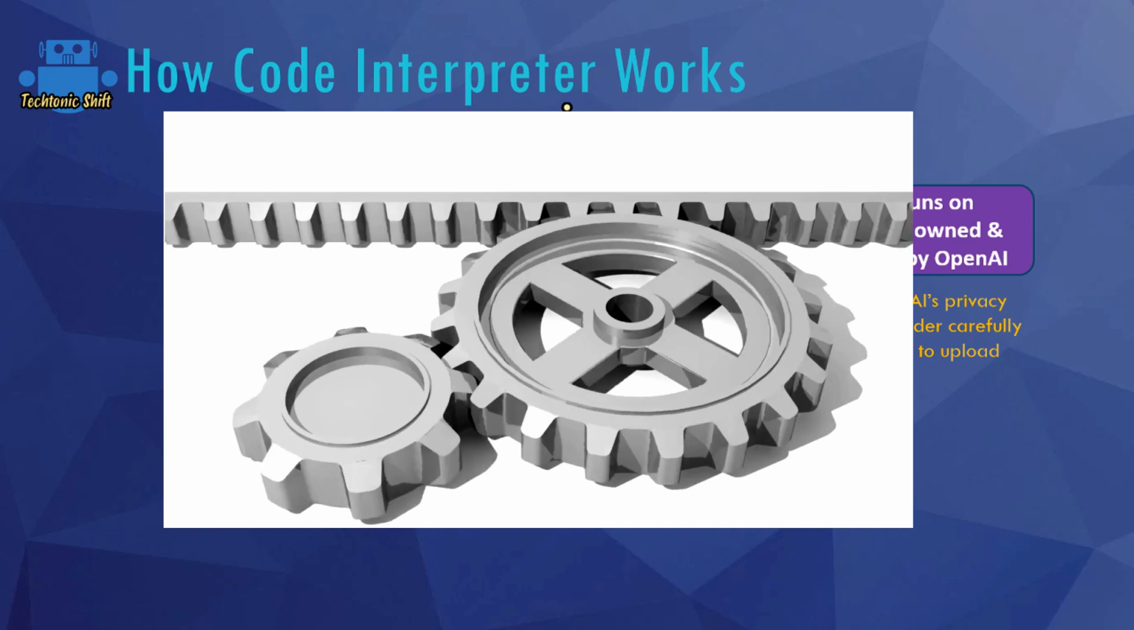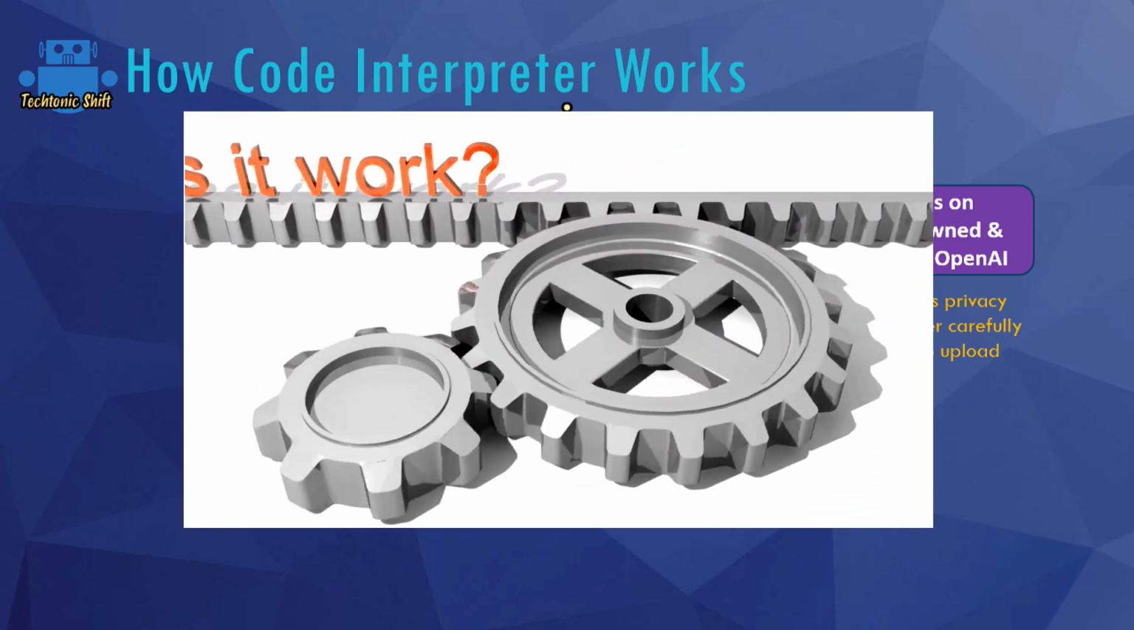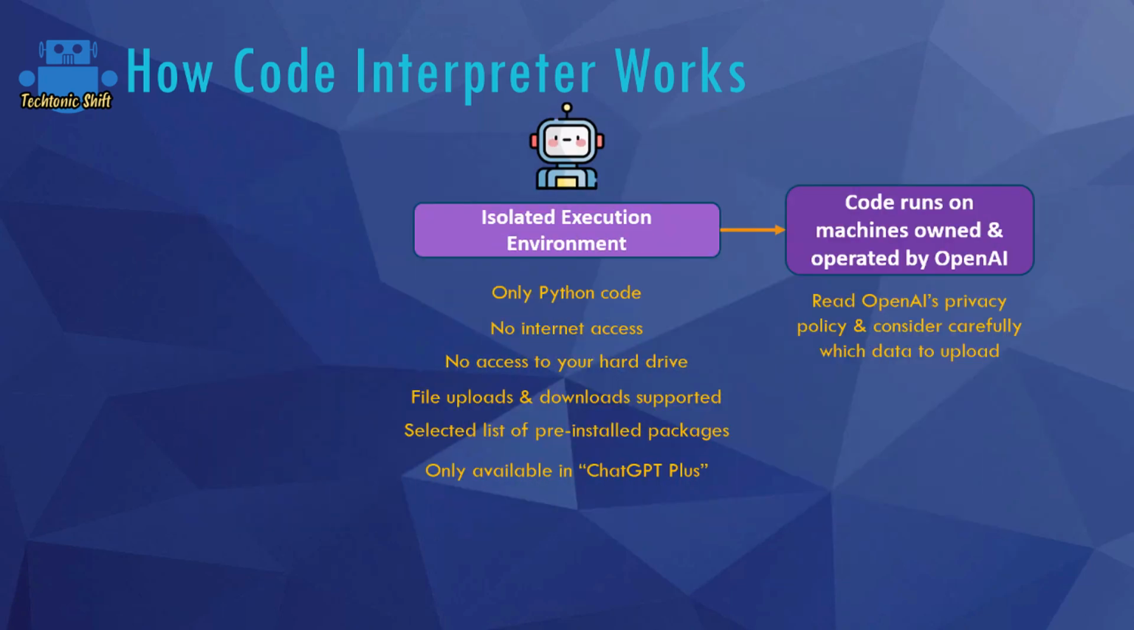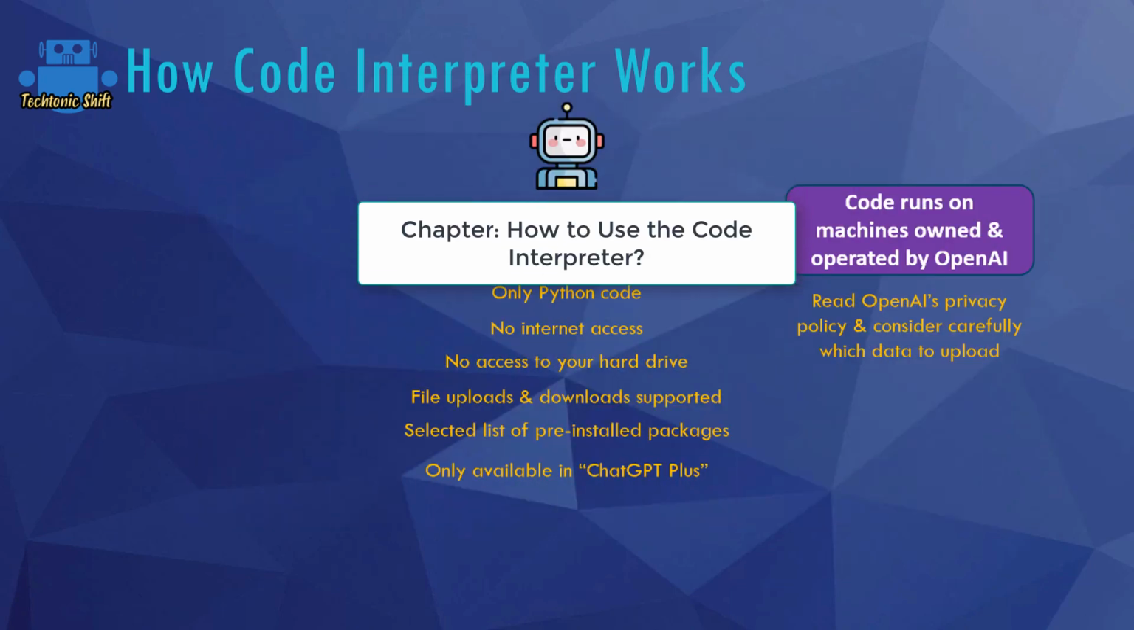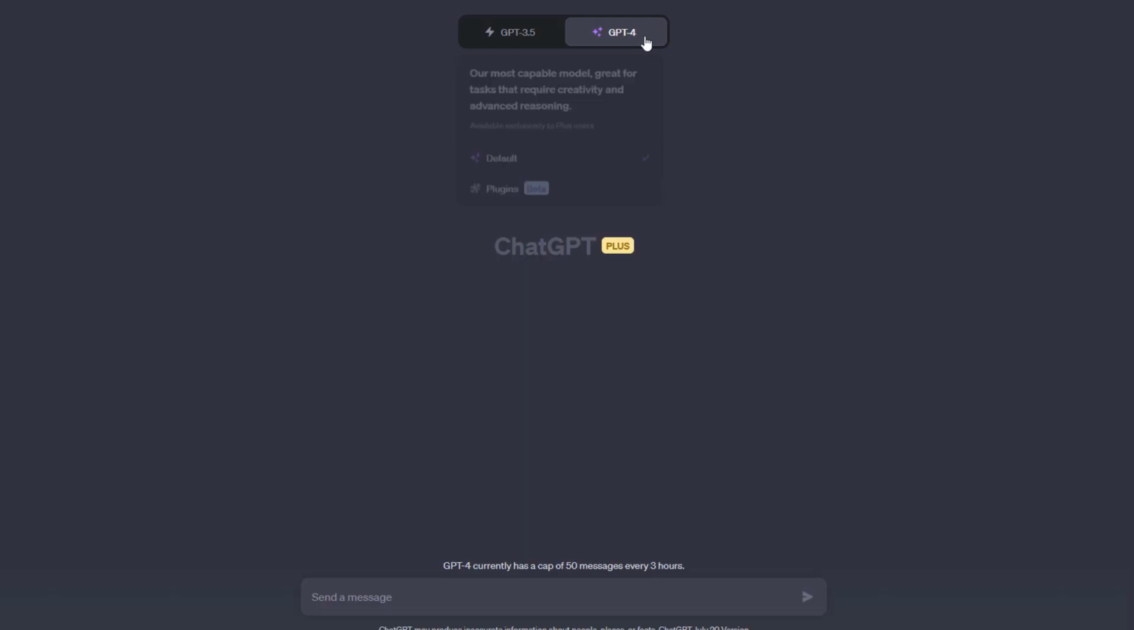So now we know what Code Interpreter is and how it works and which restrictions apply. Let's start using it and let's start diving into some important prompting techniques. But of course, first of all, you have to make sure that you can really use this feature.